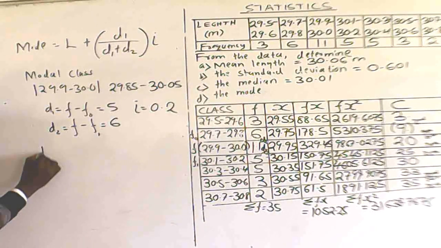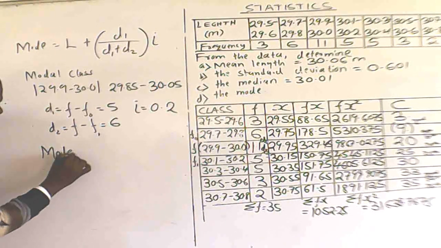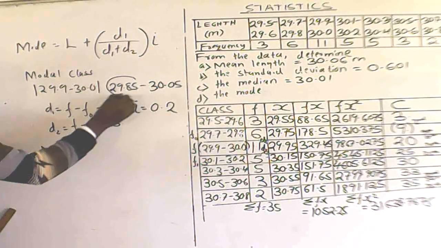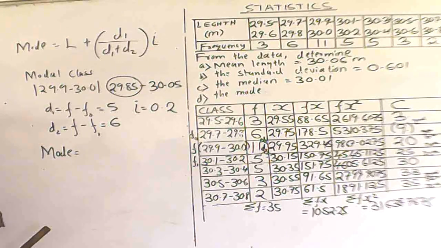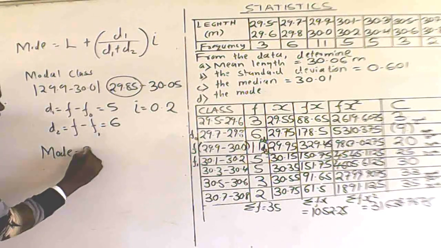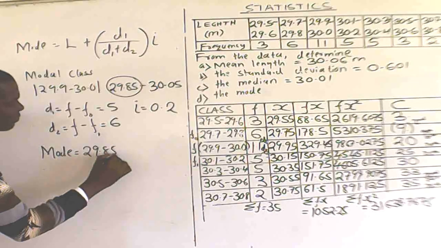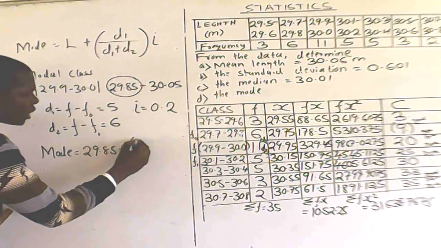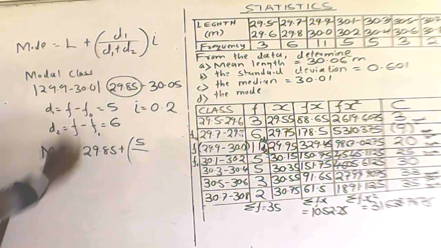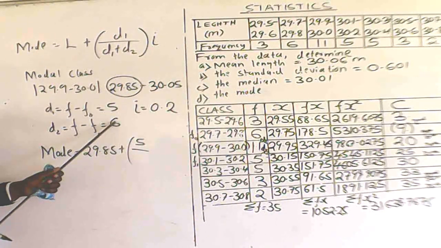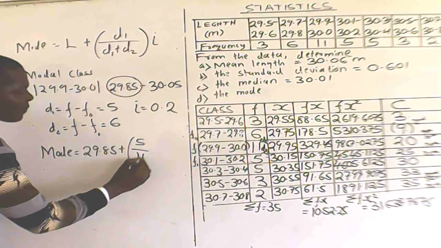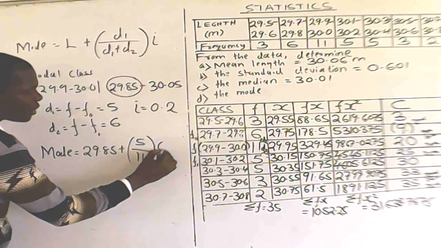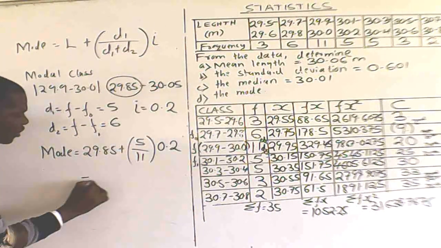So after you determine everything, you substitute in the formula. So the mode is the lower class limit of the modal class, and the lower class limit you found to be 29.85. Then it is plus D1, D1 you found to be 5, over D1 plus D2. 5 plus 6, D1 plus D2 you found is 11. Then it is times I, I you found is 0.2.